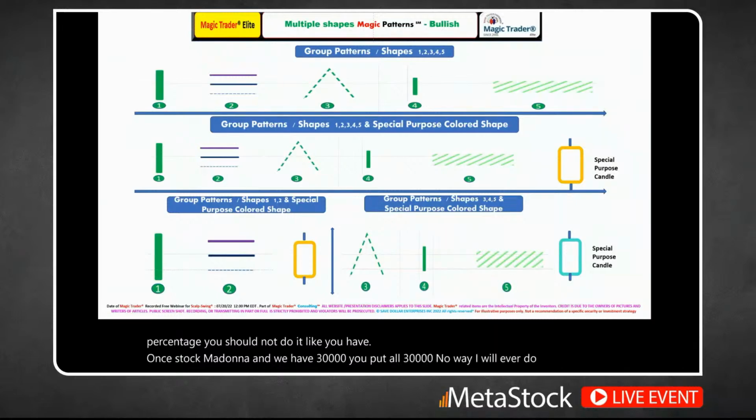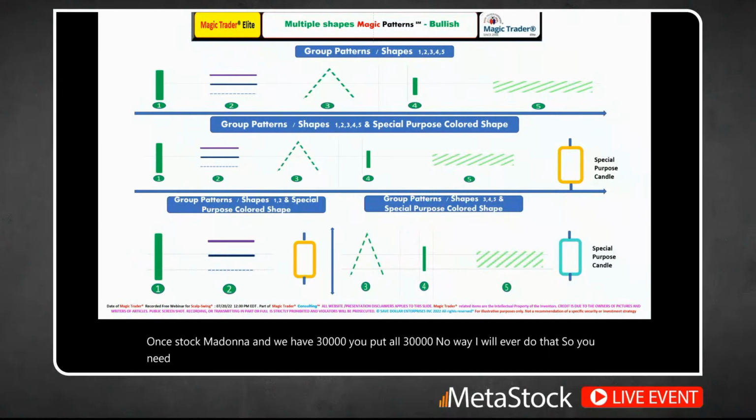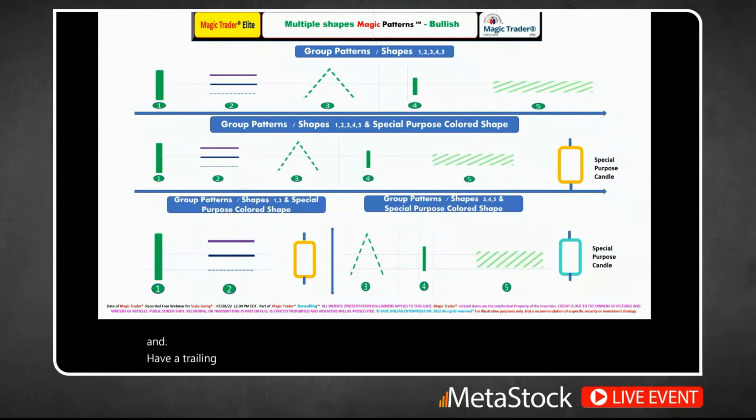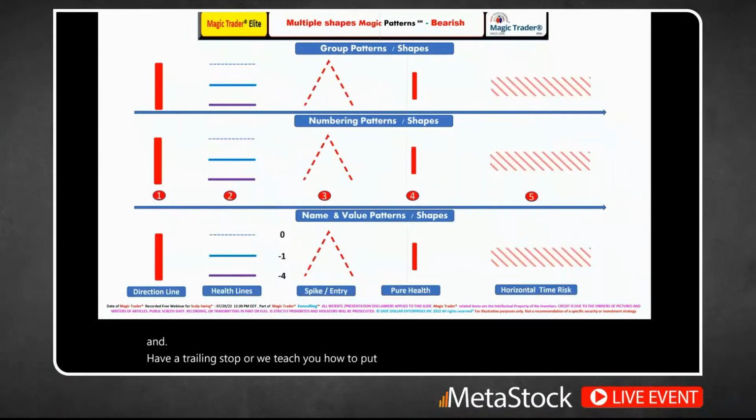You need to figure out the percentage you want to risk for that particular security, and you do not want to risk all 30,000, regardless of the market going to the moon like today and the last 3 days. When it comes down, then you feel like crap. So you risk manage it and have a trailing stop, or we teach you how to put the stop and manage it properly. Now, the same thing is happening on the bear side.